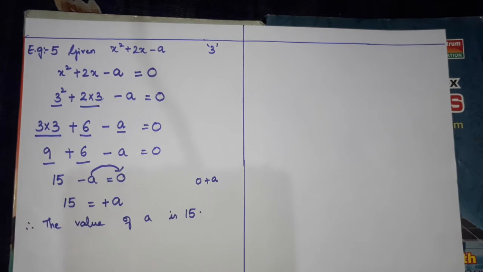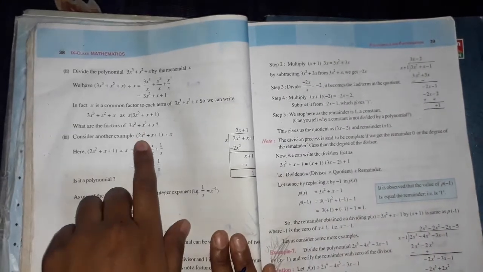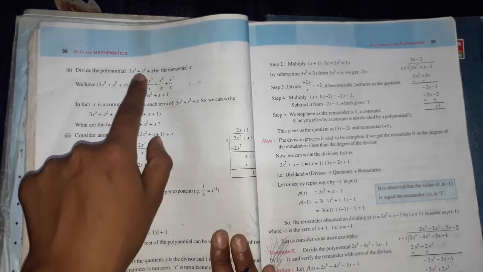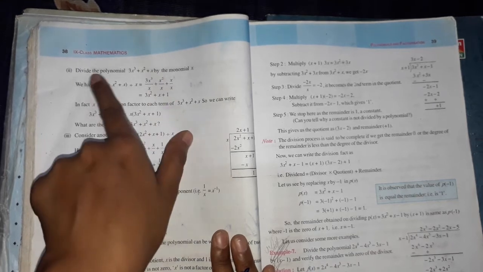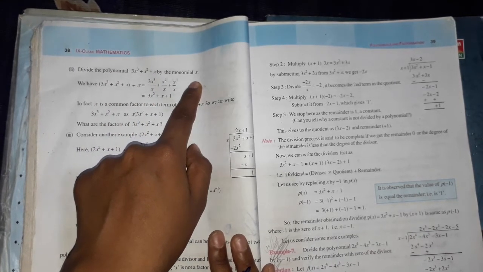Next, we are moving to a new topic, children. That is dividing polynomials. Okay, dividing polynomials. We are going to do this sum, children. It is on page number 38. 3x cube plus x square plus x: divide this polynomial by the monomial x. Okay, so I'll copy the question.